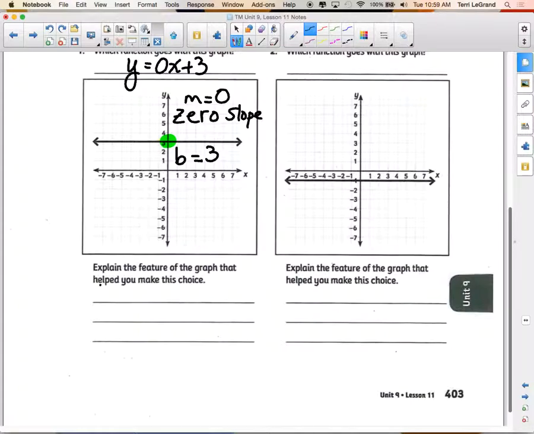So in y equals 0x plus 3, what's the m value? What's m equal out of that? 0. Is that what we set up on our graph? Yeah. Out of the equation, what's the b equal? 3. Is that what we set up on our graph? Yep. So because m equals 0 and b equals 3, this is why that equation would match it.